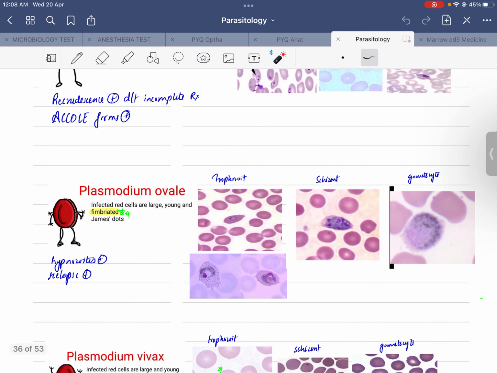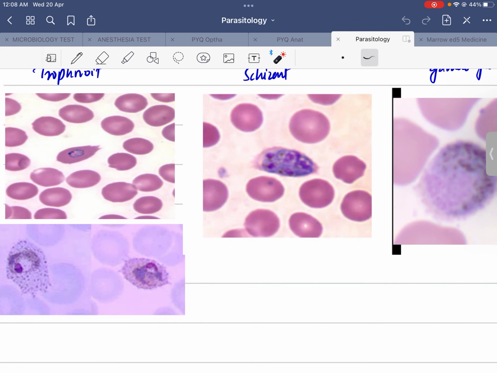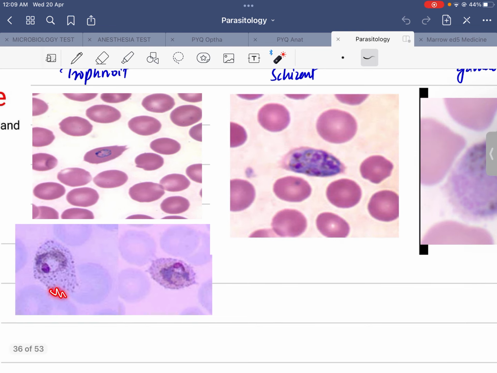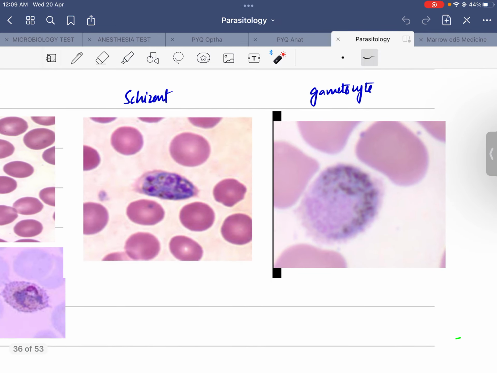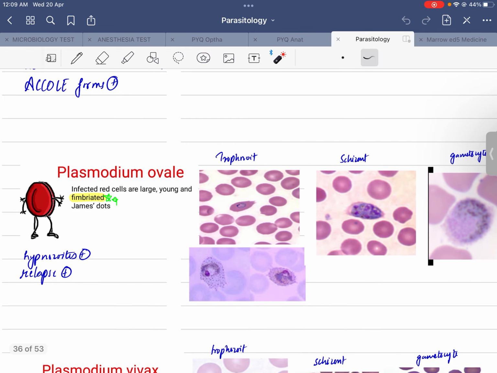Now, how to identify ovale? To identify ovale, first of all, it infects young RBCs, and the RBC is fimbriated. So this one word is enough to identify ovale. Remember fimbriated RBCs. You look at this RBC, you can see these fimbriae here. You can see the fimbriae in the schizont stage. You can see these fimbriae here. So whenever you see fimbriae, you can identify ovale.